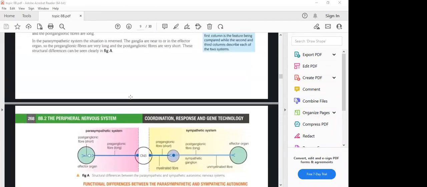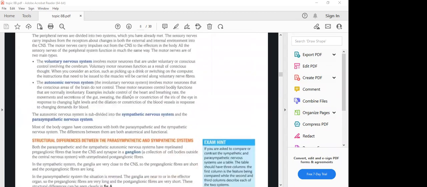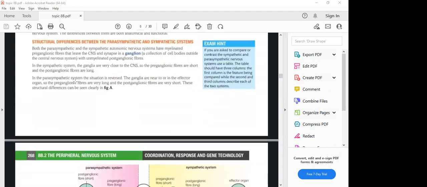Okay, one more thing: sympathetic and parasympathetic nerves. Voluntary or autonomous we discussed, right? So let's discuss the sympathetic and parasympathetic nervous system. This is the same game, right? So, the difference between the parasympathetic and sympathetic nervous system.